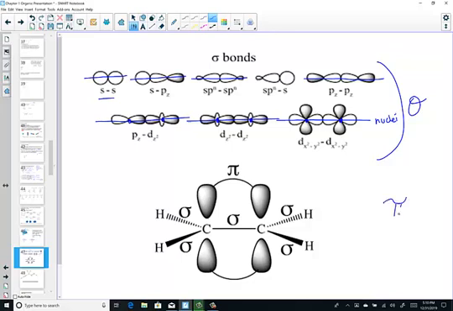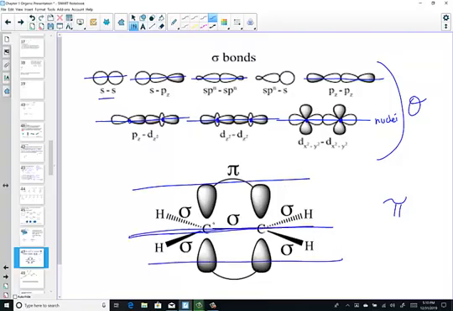A pi bond, if you remember, occurs when orbitals overlap that are either above or below the axis of the nuclei. So if it's on the same axis, we call it a sigma. But if it's above or below the axis, where the pi cloud forms from the p orbitals above and below, we call that a pi bond. Remember, sigma bonds are all single bonds, as well as the first in a multiple bond. And pi bonds occur as the second or third in a multiple bond.